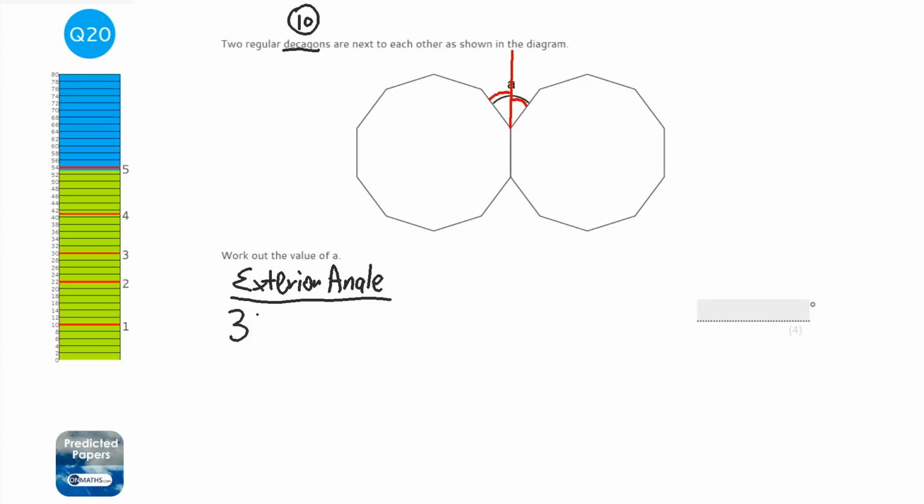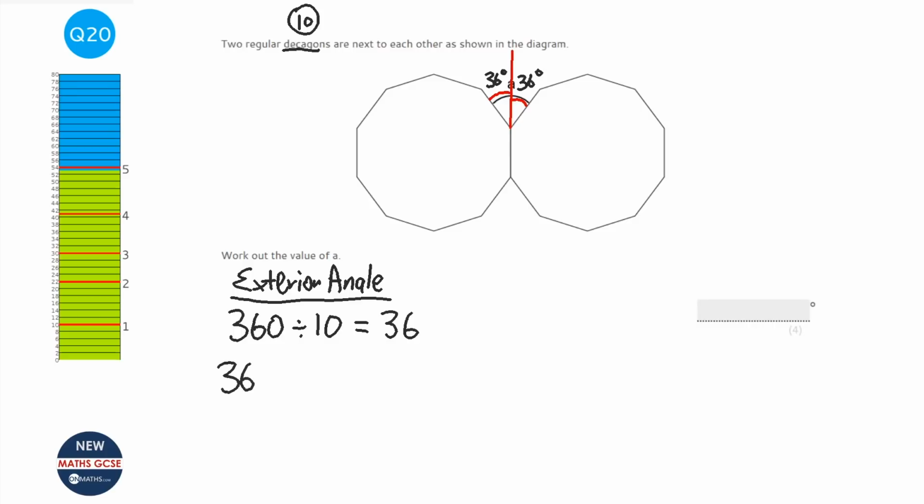All you need to do is 360 divided by the number of sides the regular polygon has, and they have to be regular, otherwise you can't just divide them because we're assuming they're the same. So that's 36. So if that one's 36 degrees there, and that one's 36 degrees there, then all you need to do is 36 times 2. Well, 6 times 2 is 12, 30 times 2 is 60, so that's going to be 72. So let's show the examiner that. 36 times 2 equals 72 degrees.